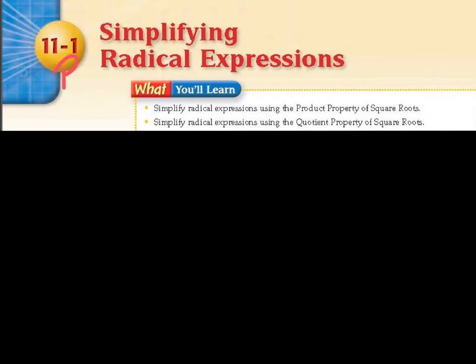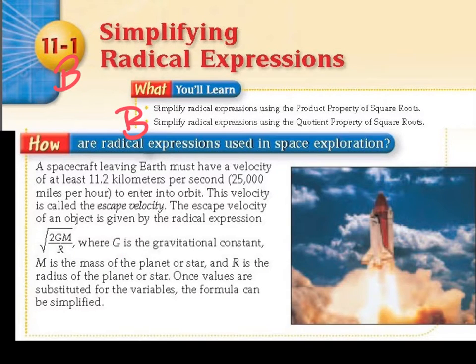In 11.1 Part B, we're going to look at how to simplify radical expressions using the quotient property of square roots. How are radical expressions used in space exploration? A spacecraft leaving Earth must have a velocity of at least 11.2 kilometers per second, which is about 25,000 miles per hour, to enter orbit. This velocity is called escape velocity.